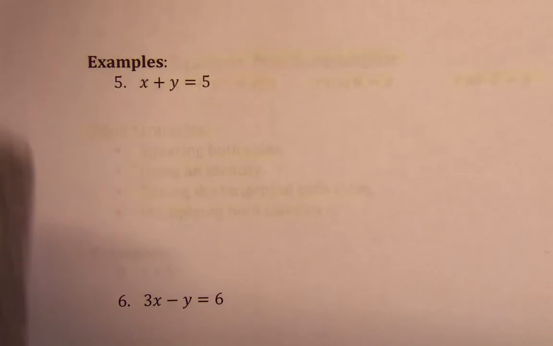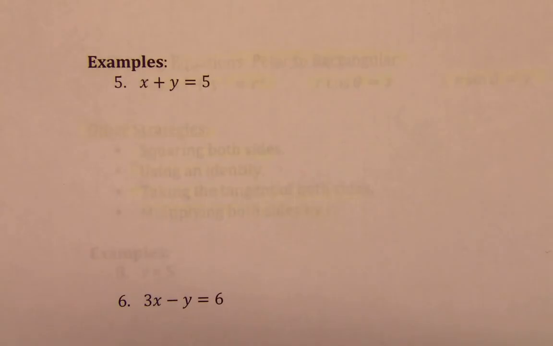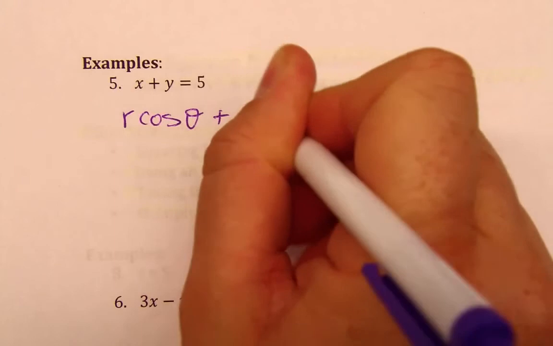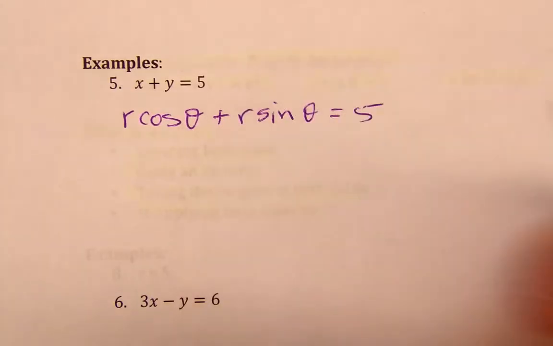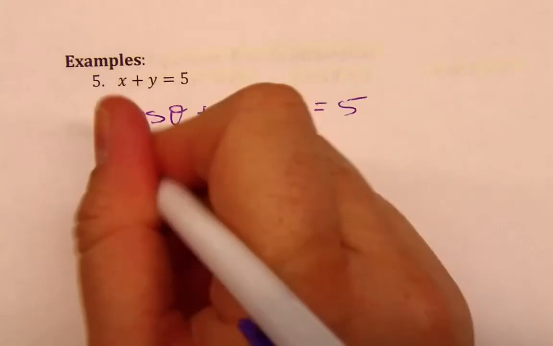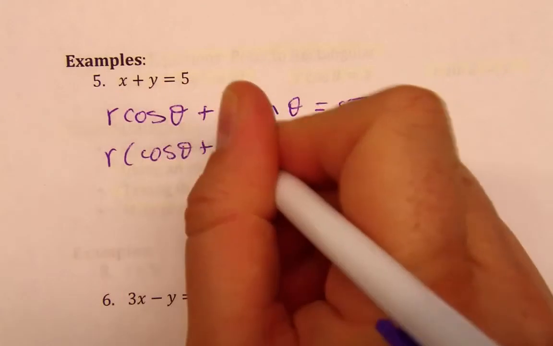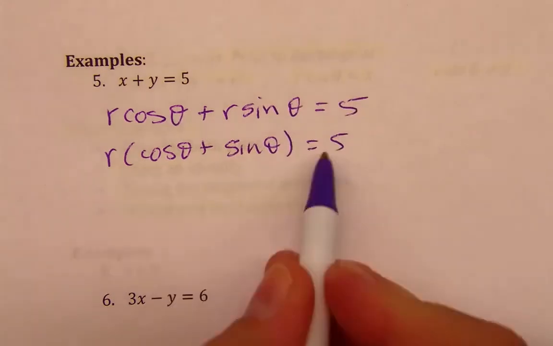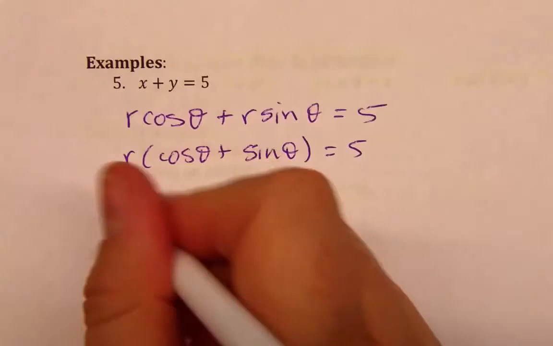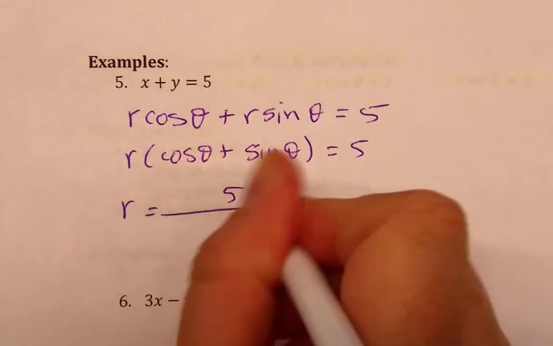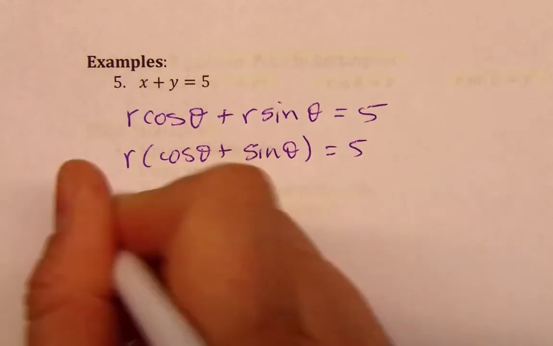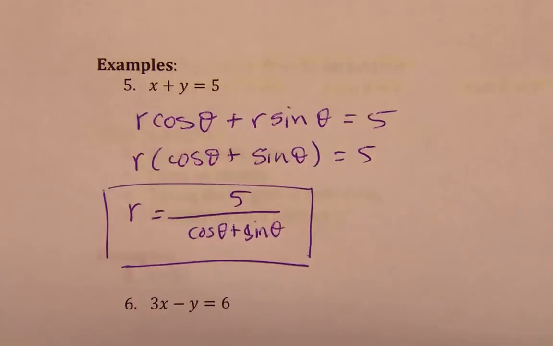So we have x plus y equals 5. The first thing that I'm going to do is replace this with r cosine theta plus r sine theta equals 5. I can pull my r out, and I can divide by that on the other side. So we want to solve for r, remember? And there's our equation with r equals.